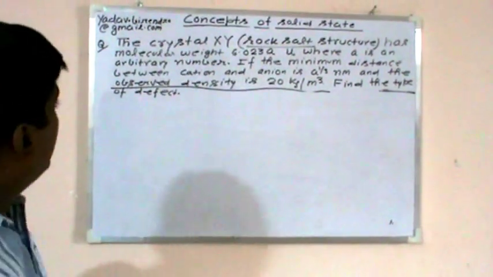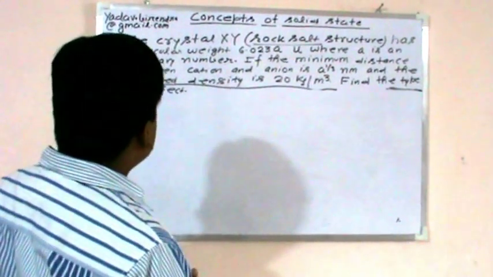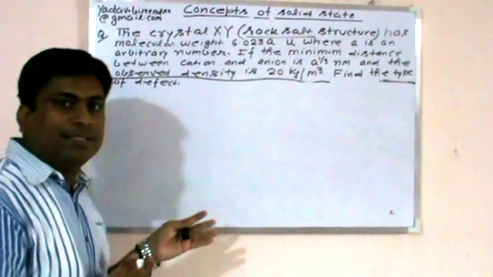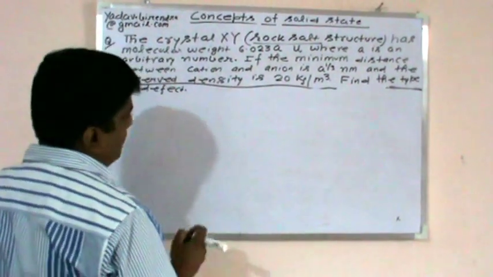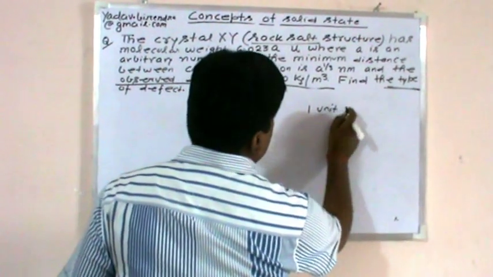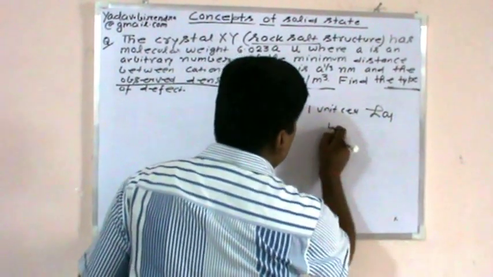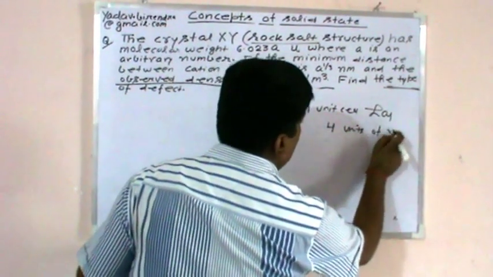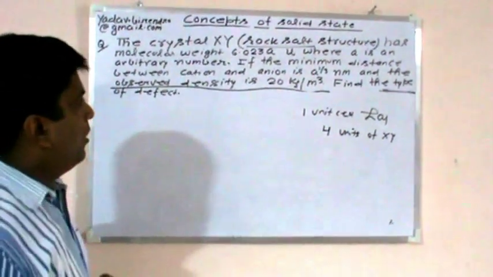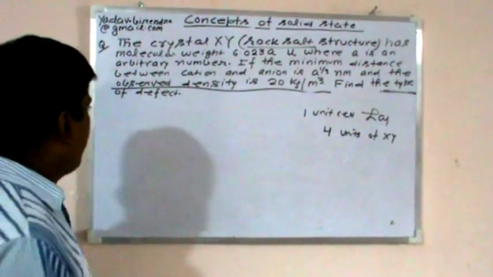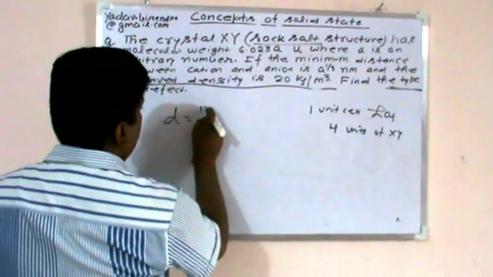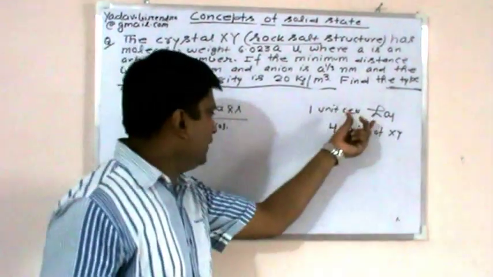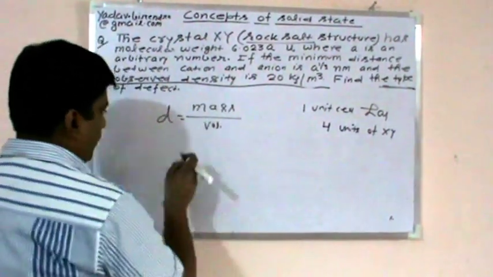Here, as you see, the XY structure is basically rock salt structure. Rock salt structure means NaCl type of structure. In NaCl type structure, one unit cell has 4 units of XY. Now, how to find density? Density is nothing but mass by volume: mass of the unit cell over volume of the unit cell.